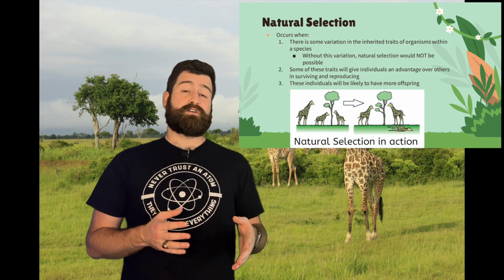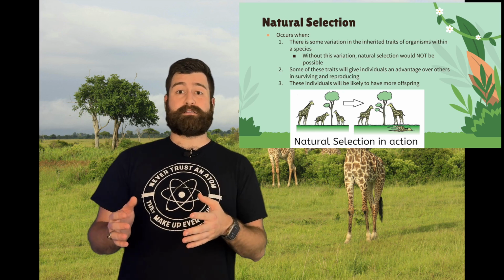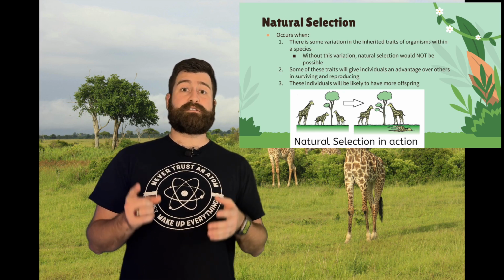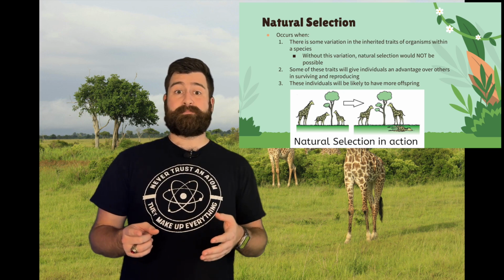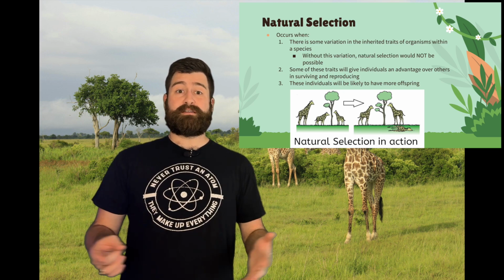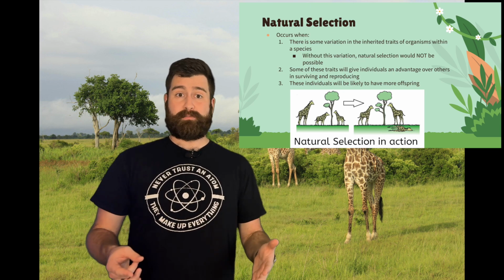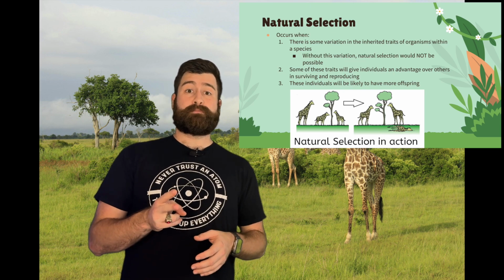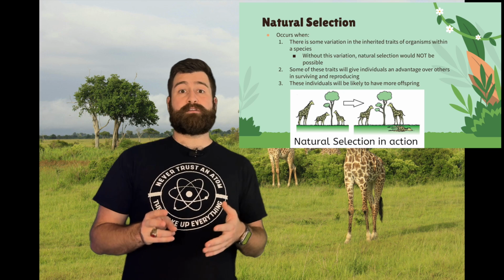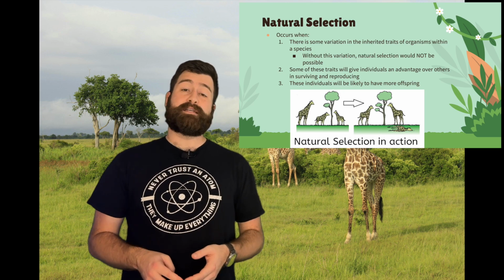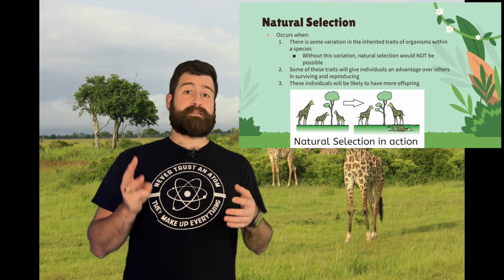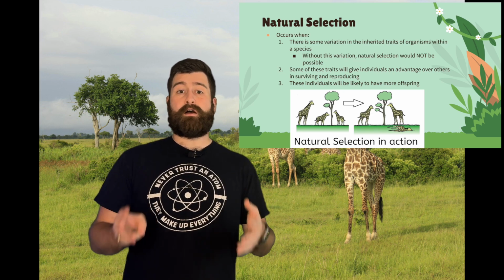Natural selection occurs when certain criteria are met. Number 1, there is some variation in the inherited traits of organisms within a species. Without this variation, natural selection would not be possible. Criteria number 2. Some of these traits will give individuals an advantage over others in surviving and reproducing. Criteria number 3. These individuals will be likely to have more offspring.